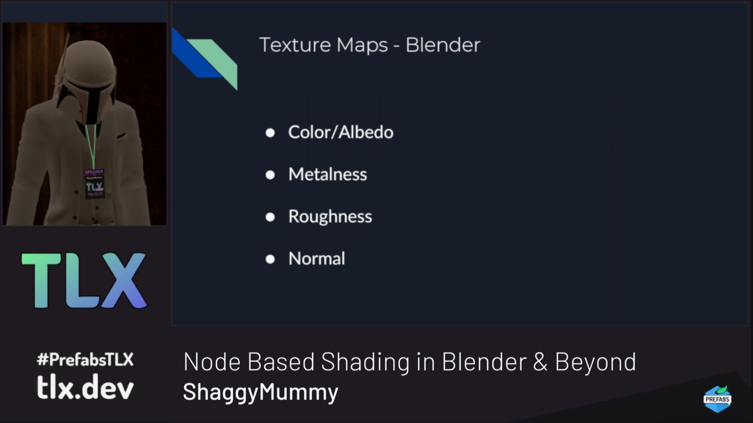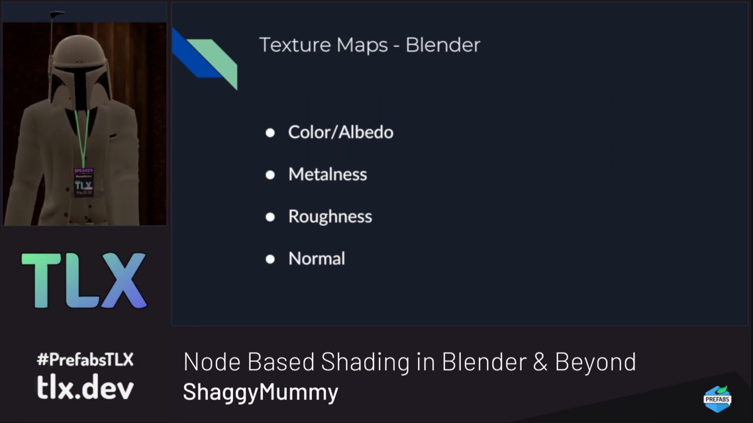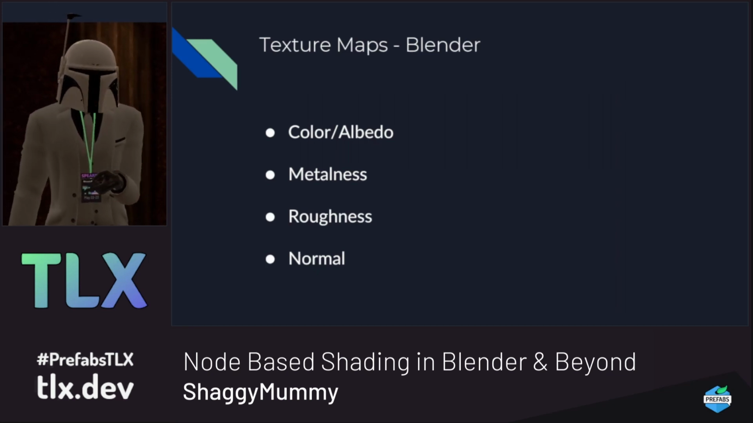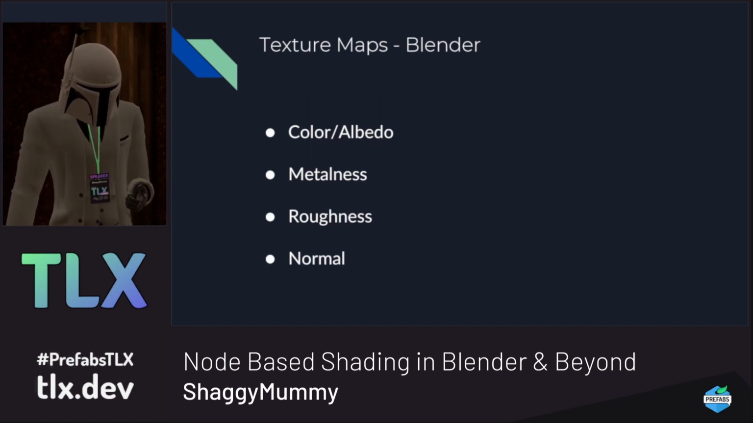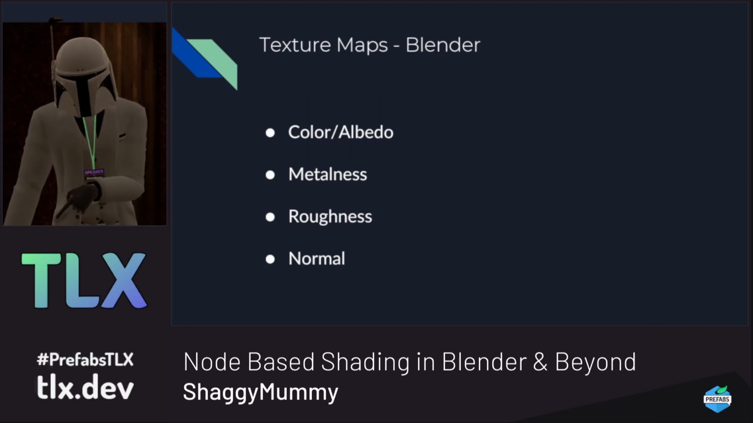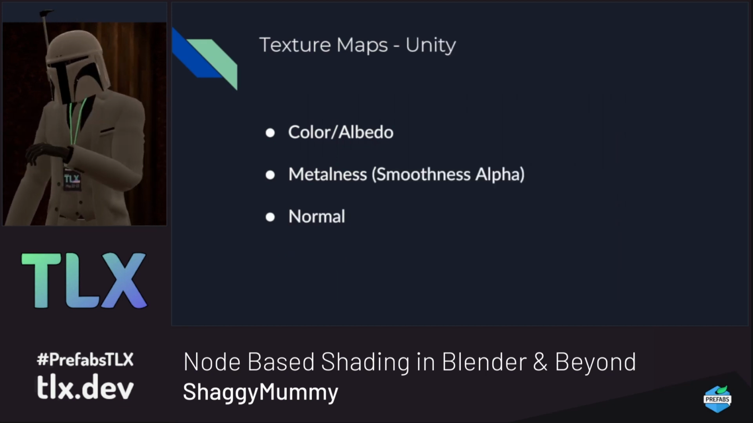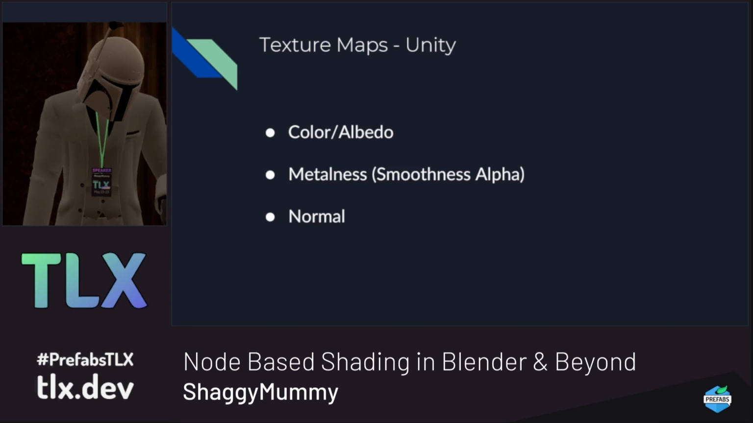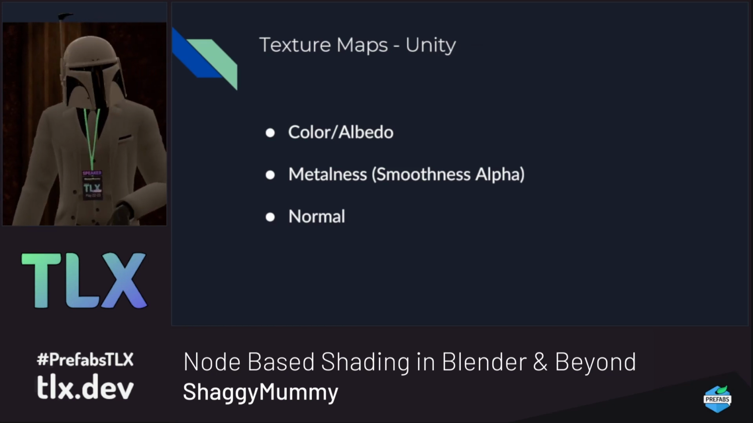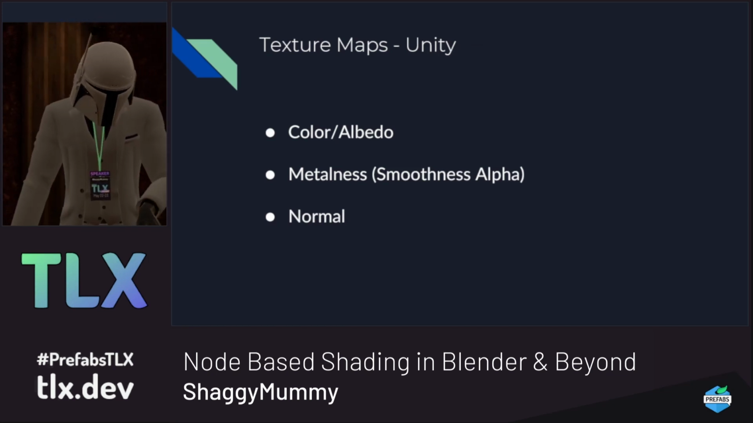One other note is texture maps in Blender. Blender has 4 primary maps that it uses: our color albedo, our metalness, our roughness, and our normal. What most of you might realize is that Unity is a little bit different. Unity wants 3 maps: our color albedo, our metalness with roughness alpha, and then our normal.